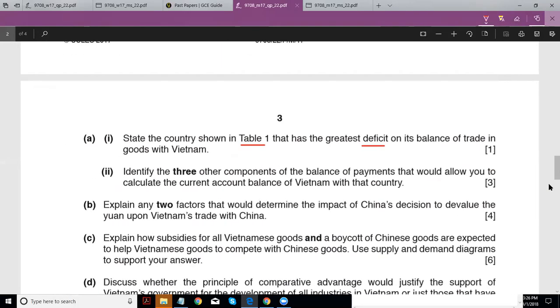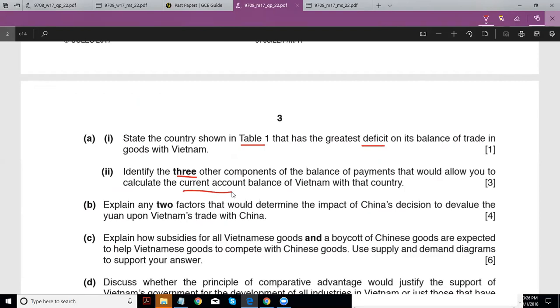Just interrupt if you have any questions or if it's not clear. Okay, so identify three other components of the balance of payments that will allow you to calculate the current account balance of Vietnam with that country. If you guys remember, the balance of payments' current account had four components. Trade in Financial account. No, okay.